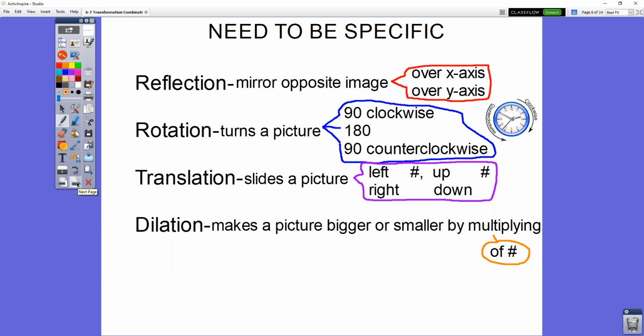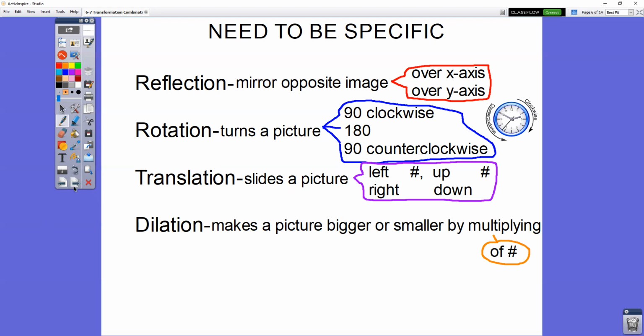Are we doing a dilation and then a rotation? Are we doing a reflection over the X, then a reflection over the Y? What exactly is going on? So this is a good page to keep in mind. When you go to put in your answers today, you have to be specific. You can't just say, oh, it's a reflection and then a rotation.